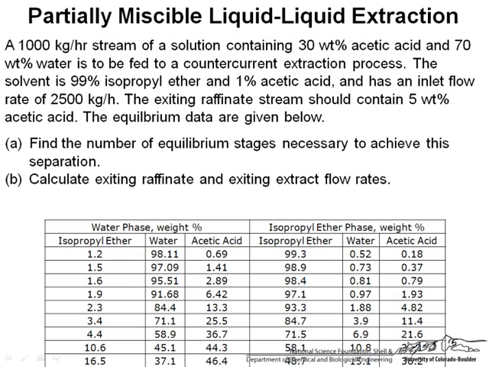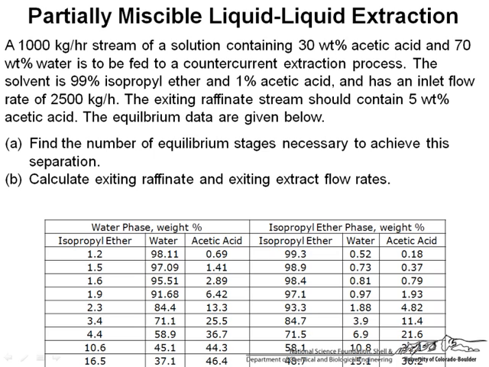Today's screencast is on partially miscible liquid-liquid extraction. I'll give you a second to pause this and read over the problem statement. What we have is a stream of acetic acid and water that's being fed in one end of a countercurrent extraction process. At the other end, we're feeding a solvent that has a little bit of acetic acid in it. And we know what the exiting raffinate stream should contain, which is 5 weight % acetic acid.